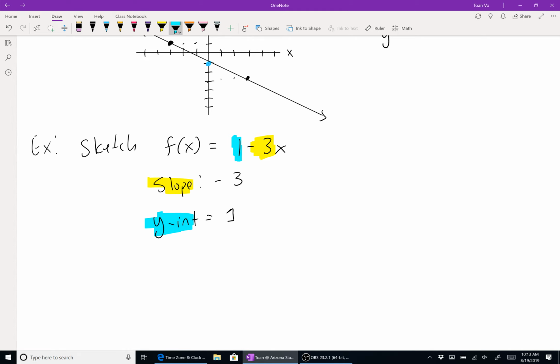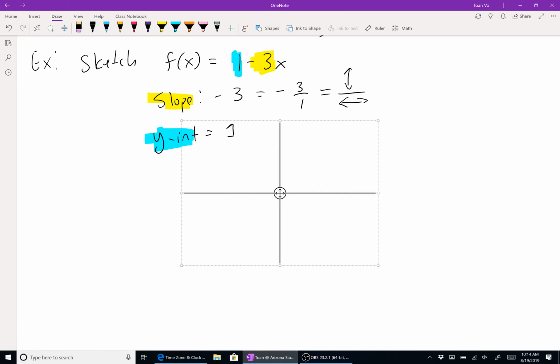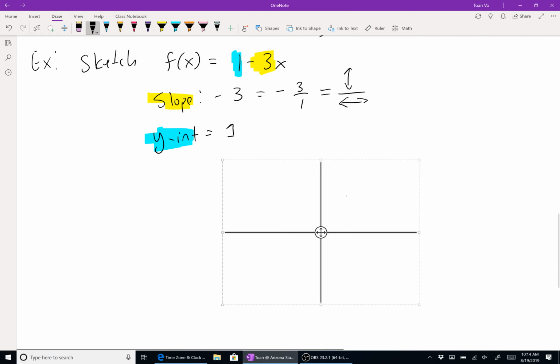If it helps you, recall that slopes are always a fraction. So if the slope of negative 3 is sort of messing with your mind, just know it's 3 over 1. That tells you that your rise is 3, and your run is 1. And since your slope is negative, you just go in opposite directions. So let's sketch this guy. Draw your tick marks here.